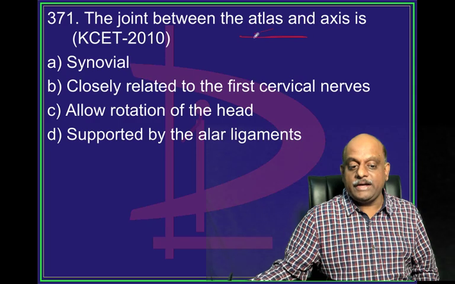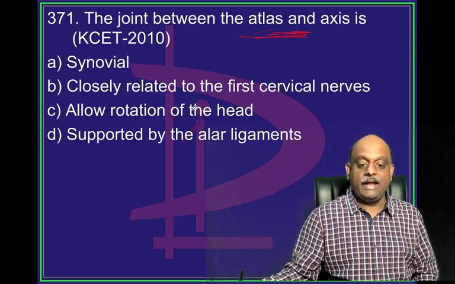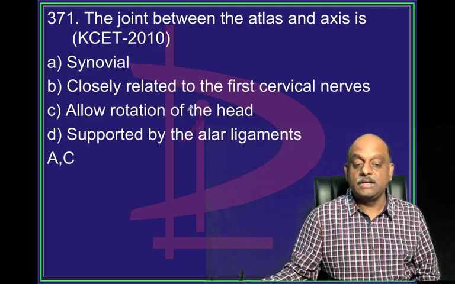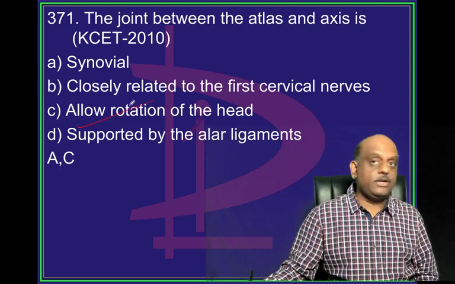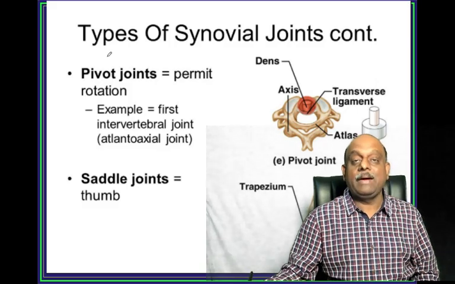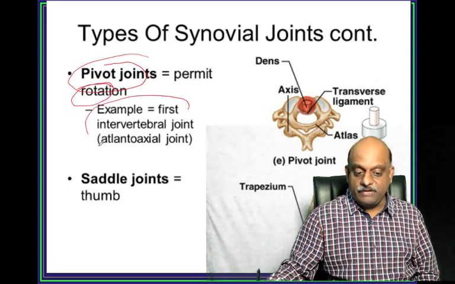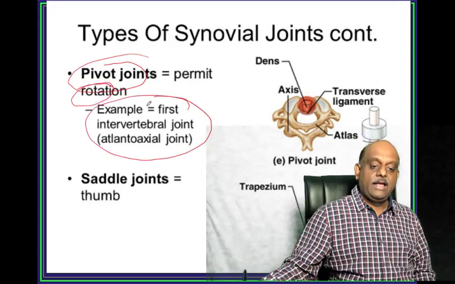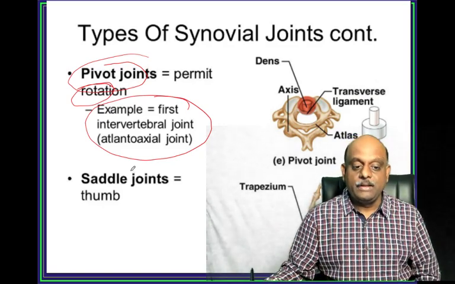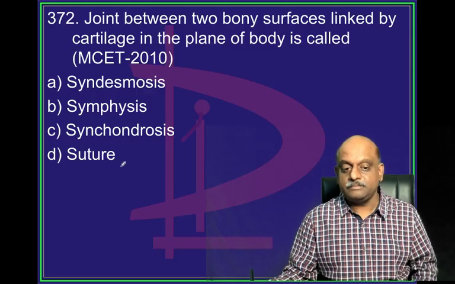Atlantoaxial joint. What kind of joint is it between atlas and axis? It allows rotation of the head, and it is a synovial joint. That is what you need to remember. So pivot joints permit rotation. An example is the first intervertebral joint, that is the atlantoaxial joint. Then the saddle joint is the thumb.